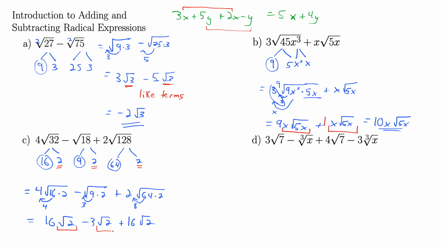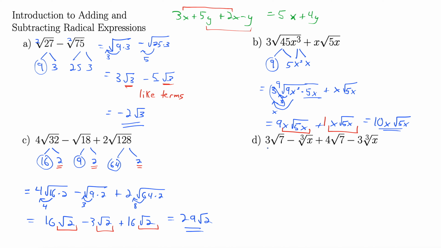And now we have the like terms that we wanted. Rad 2, rad 2, rad 2. All right, so then we just do 16 minus 3 plus 16. That comes to 29. 29 rad 2. Final answer there. Sometimes it's surprising how different these can look at the beginning and how much they simplify at the end. So don't give up when they look completely different right off the bat.